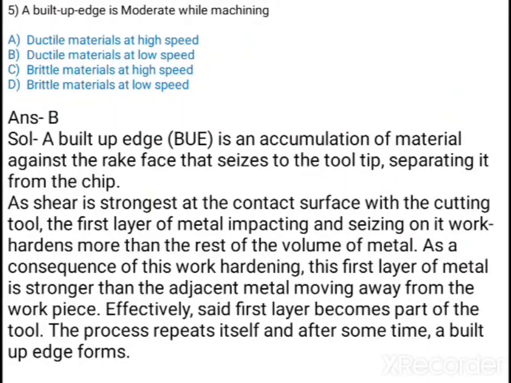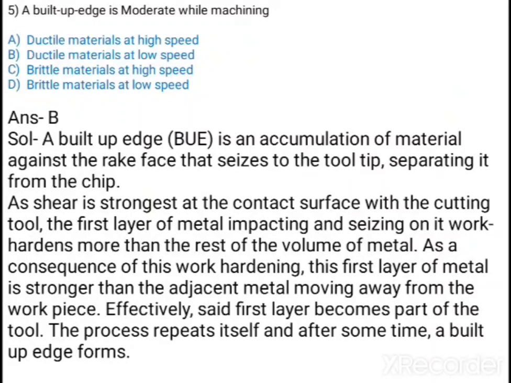Therefore, the continuity of the chip will be maintained, and also due to low speed, the time available for adhering of the chip will be high. Hence, that is nothing but built up edge formation. So the most important factor in built up edge formation for moderate speed is moderate built up edge formation.